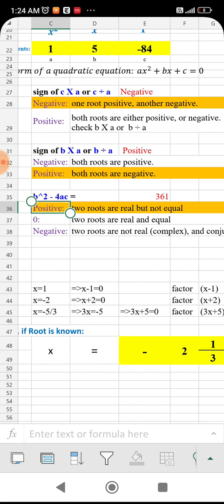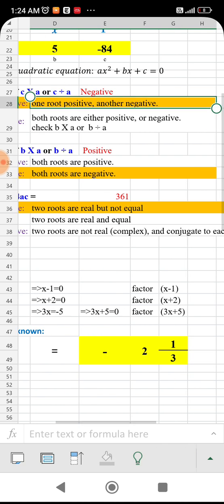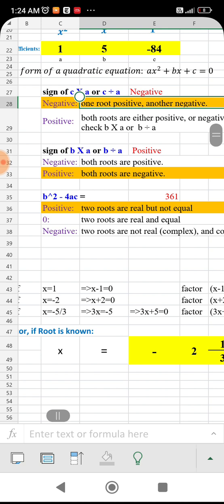The value is positive. So positive means both the roots are real but not equal. And here we can tell that one root is positive, another root is negative. Just within 1 minute, maybe within 30 seconds, you can tell this answer very easily, and you will get 1 or 2 marks.